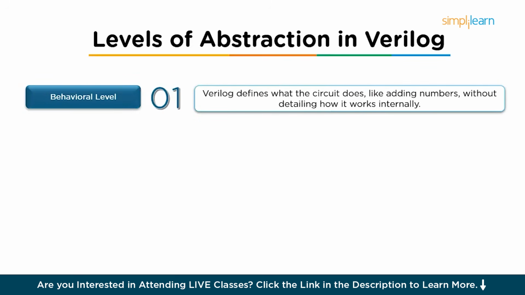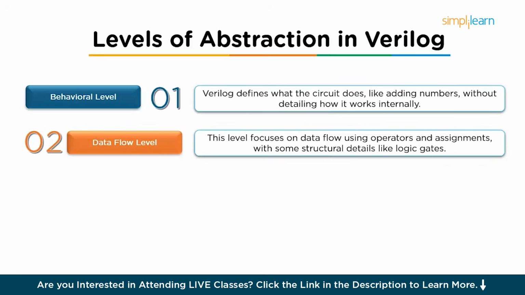In this level, Verilog code is written to describe the functionality of the circuit without worrying about its detailed structure or the specific components used. So the designer specifies what the circuit should do, not how it should do it. For example, a designer might write code to describe how a circuit adds two numbers together without specifying the gates or registers used. Fine.